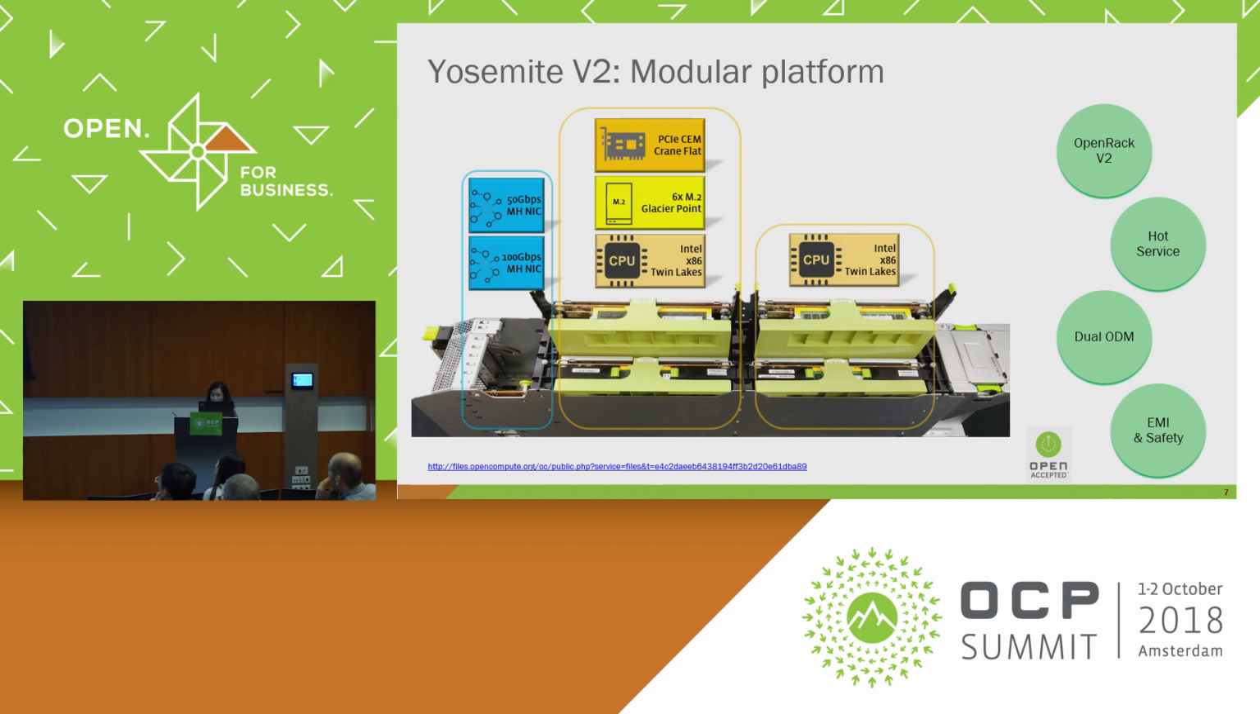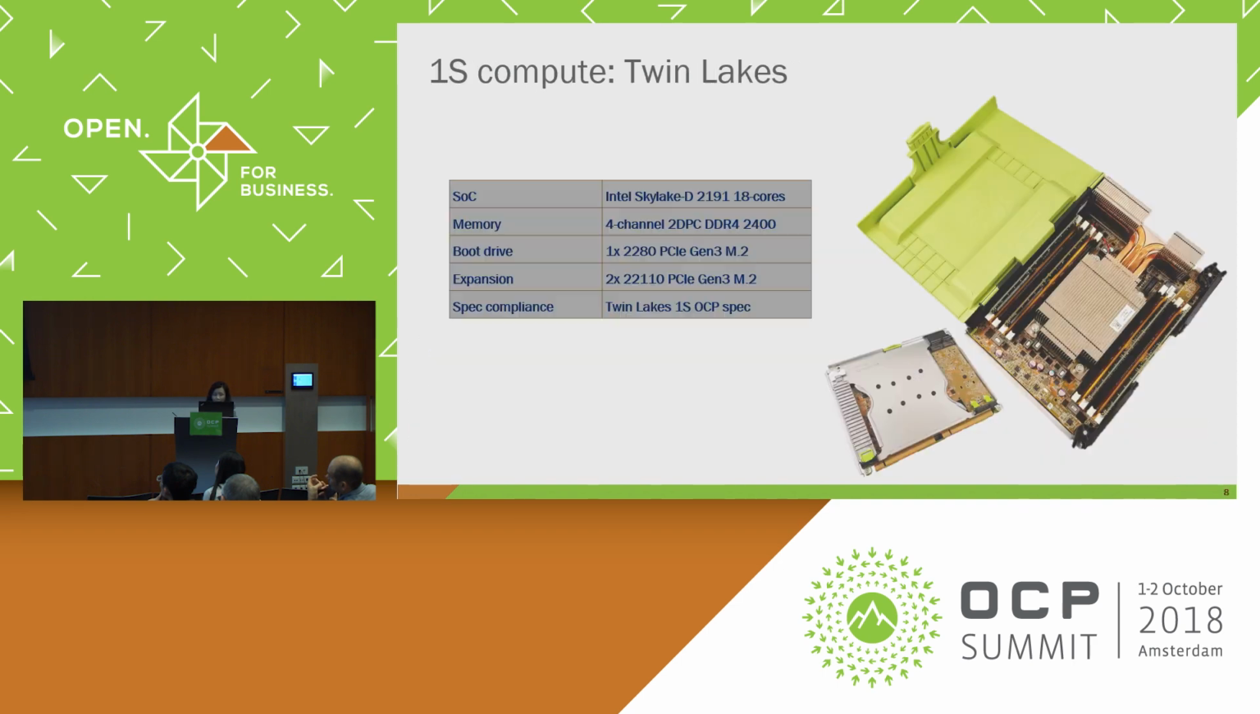And for this Yosemite, we enabled dual ODM. We worked with Quanta and Wiwynn for this platform. And this is also EMI safety compliant. For slots 1 to 4, we can put 4 of this kind of module we call Twin Lake. This is based on Intel Skylake-D, and in Facebook we're using the 18-core version of the CPU, which has 4 memory channels, 2 DIMMs per channel, supporting DDR4 2400. And then on the back side, we actually have three M.2. One of them you can use as a boot drive, and the other two you can use as M.2 flash cards.